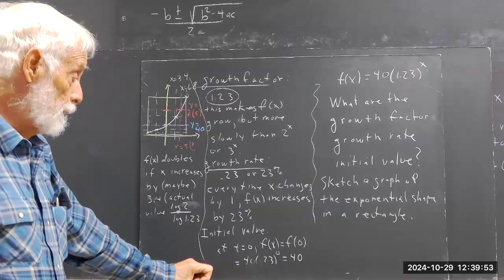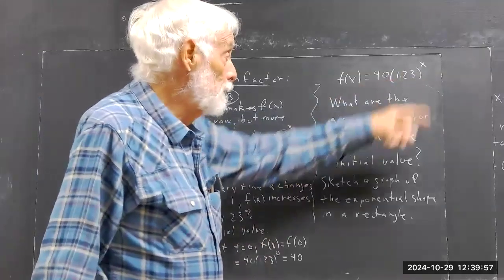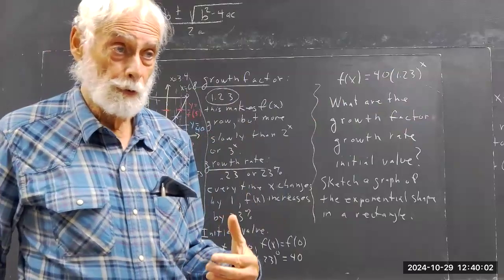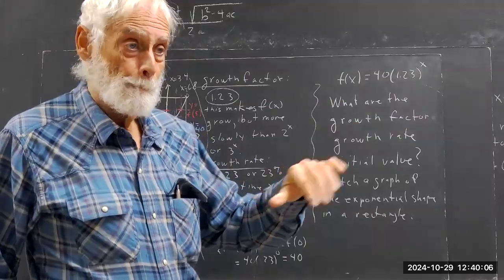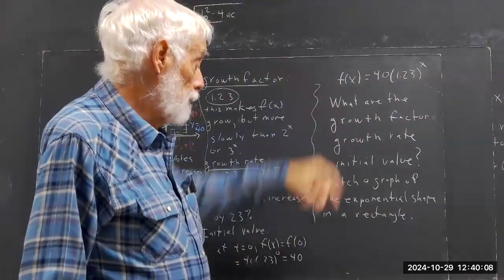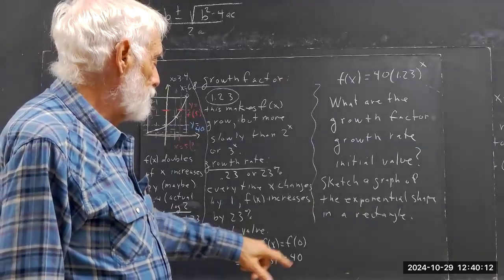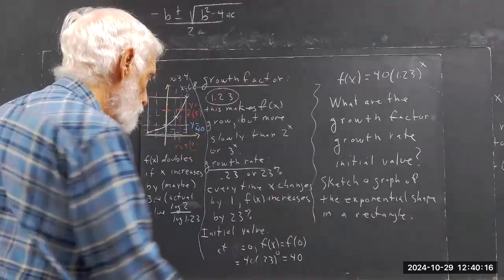Now, the initial value is just the value at t equals 0. So if t equals 0, well, this is x equals 0, but we use t a lot with exponential functions because a lot of times models are functions of time. So we can use x or t kind of interchangeably. I said, okay, f of x, and I said if t equals 0, which must be right.